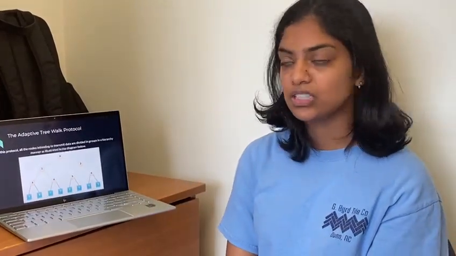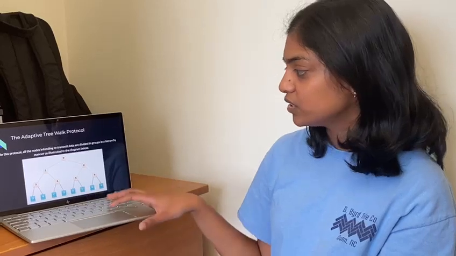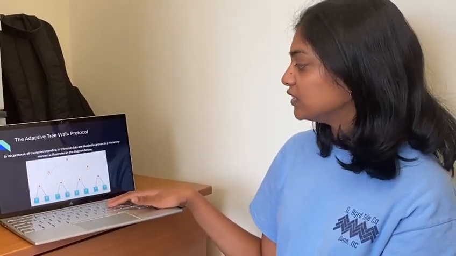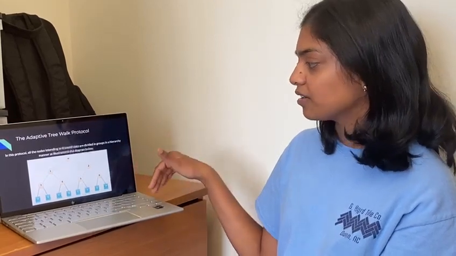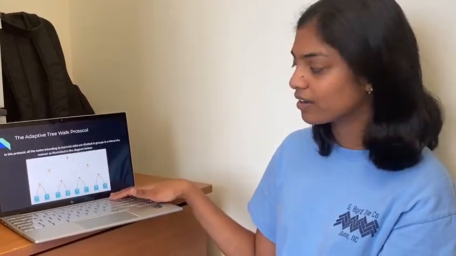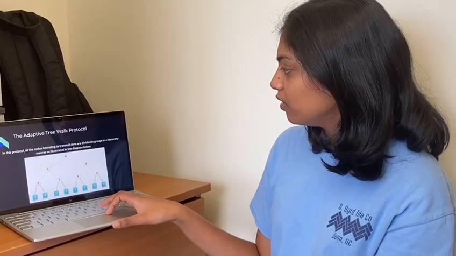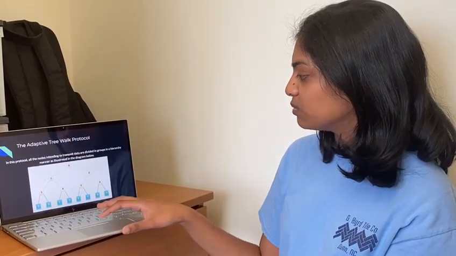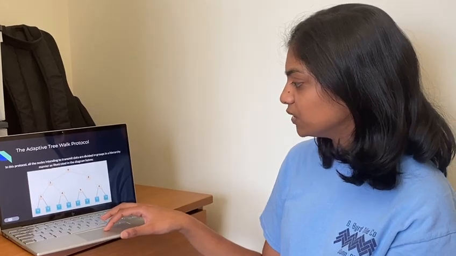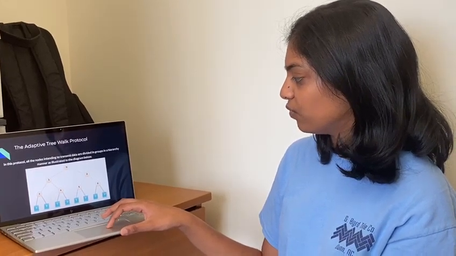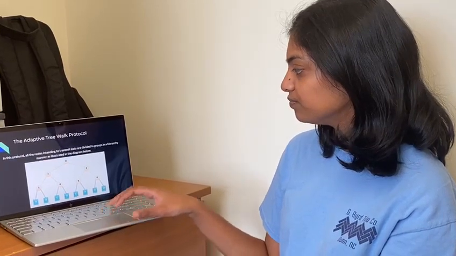The Adaptive Tree Walk protocol. In this protocol, all the nodes intending to transmit data are divided into groups in a hierarchical manner. As you can see in the diagram, all the nodes that are trying to transmit data are divided into groups. So 3 is divided into groups A and B, and 4 has C and D.